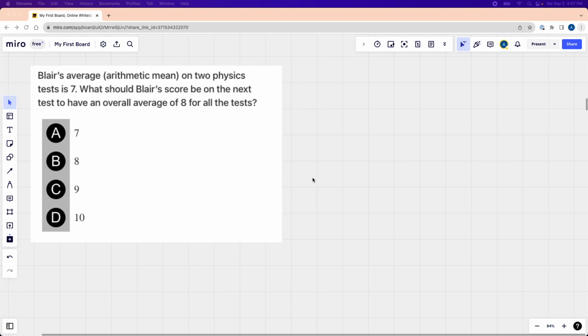This question says, Blair's average, or arithmetic mean, on 2 physics tests is 7. What should Blair's score be on the next test in order to have an overall average of 8 for all tests? Alright, so as always, you get the most benefit from these if you press pause and actually try and work up the solution on your own. So do that now, try and get the answer, and then come back here and we'll work it all together.